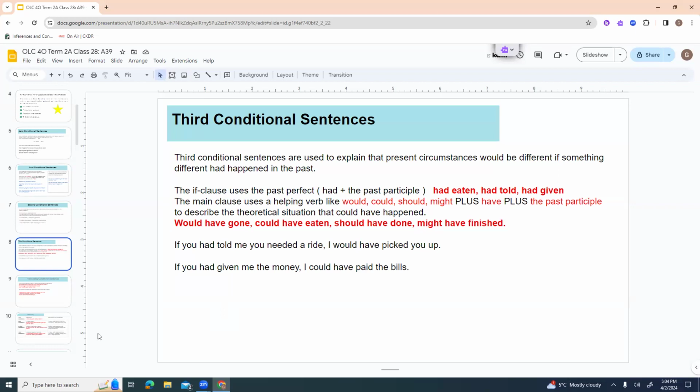So, these are ones where things would be different if you had done something different in the past, or if someone had done something different in the past. So, it's kind of an unusual one here.